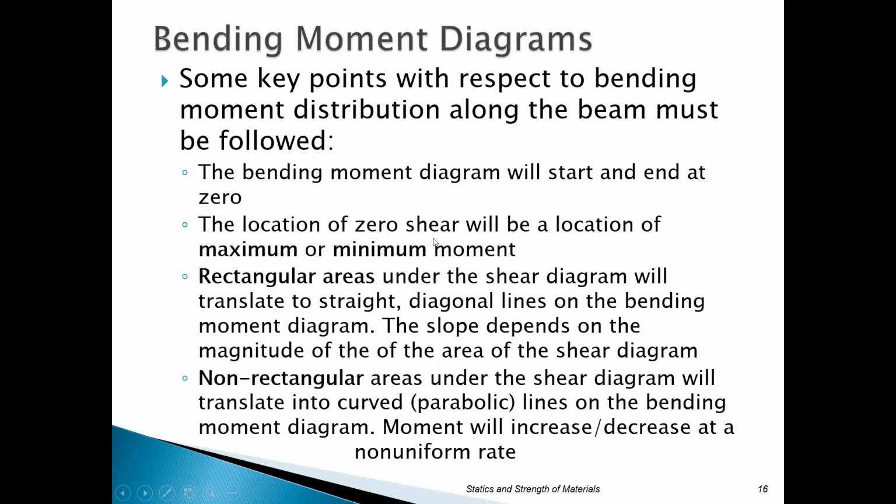The location of 0 shear is going to give you a maximum or minimum moment. So that's going to be a critical point. And you can actually have several points where that zeroes out.